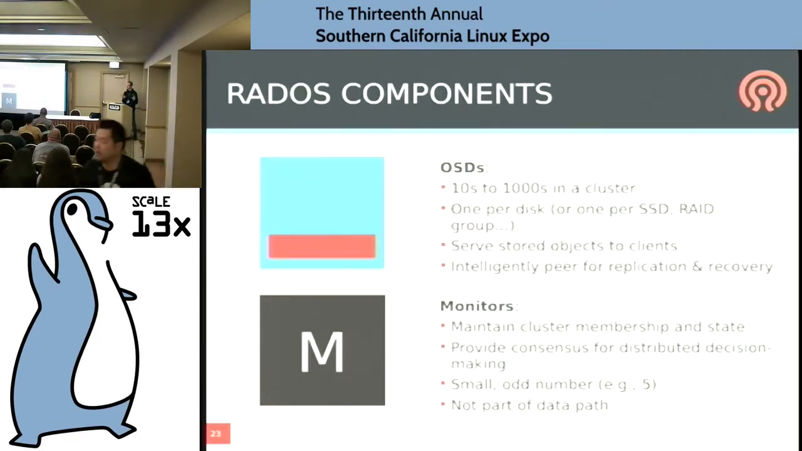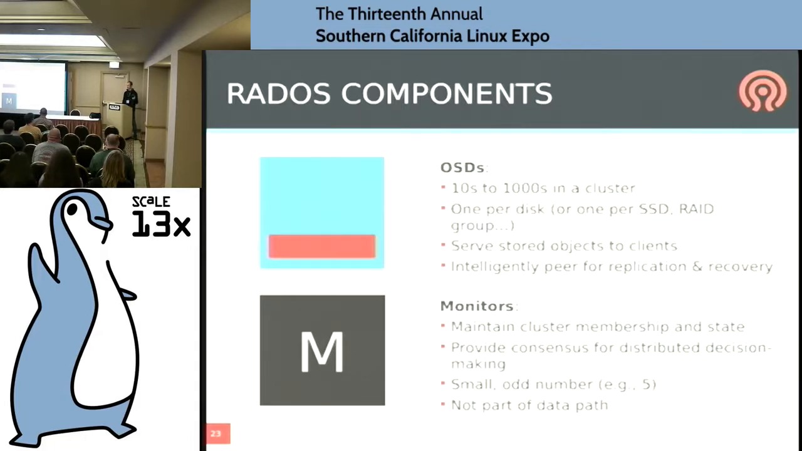There are two pieces in all that. There are the OSDs, which is sort of the individual disk, essentially, that's storing a bunch of data. And you have tens, hundreds, thousands of these in a cluster. And they're not just serving up data, but they're also smart. They talk directly to each other and do things like migrate data around on the back side.